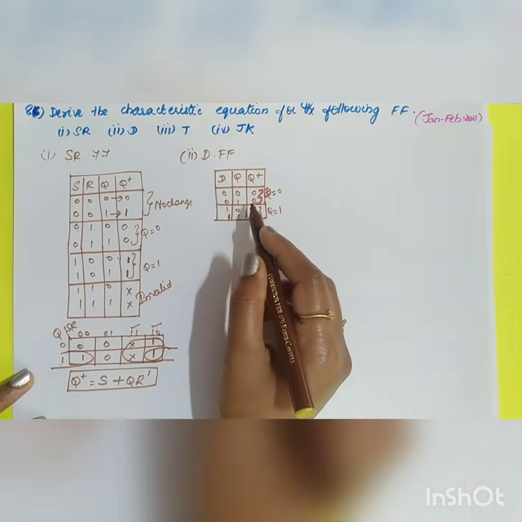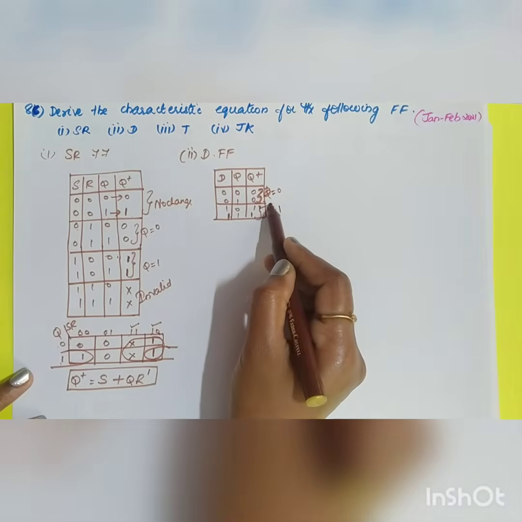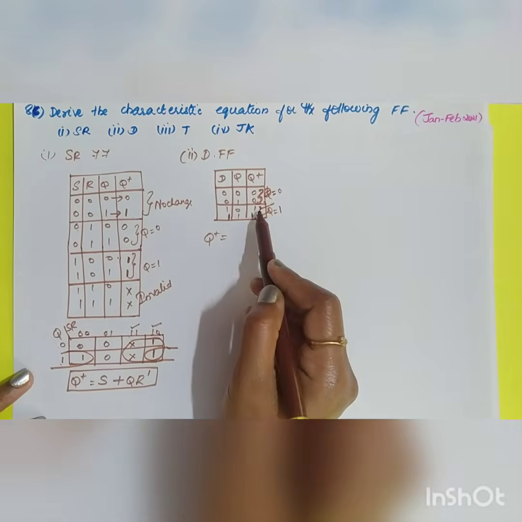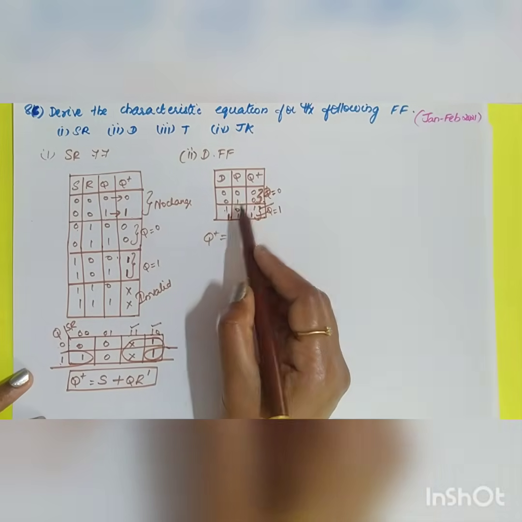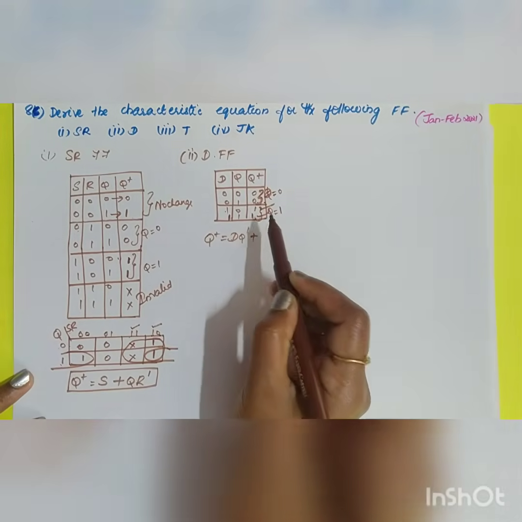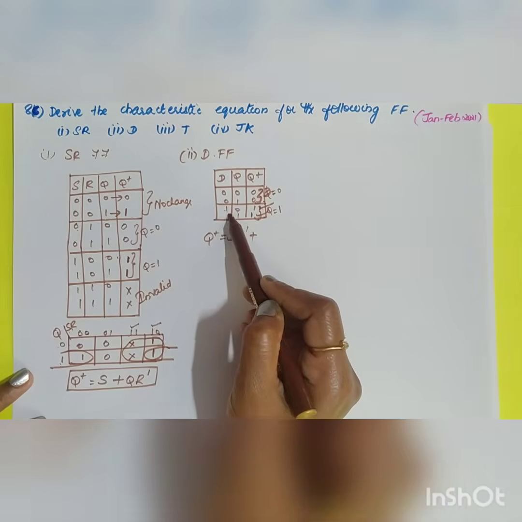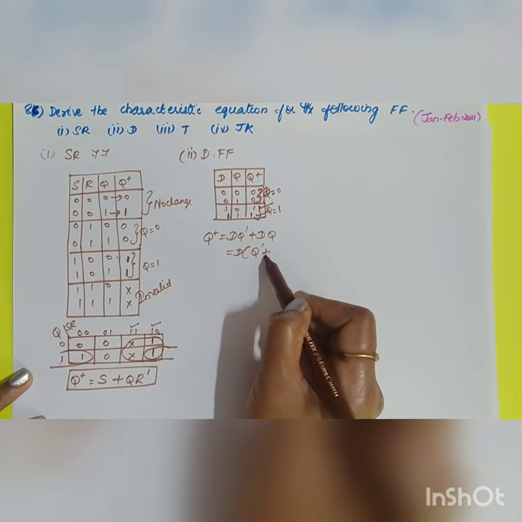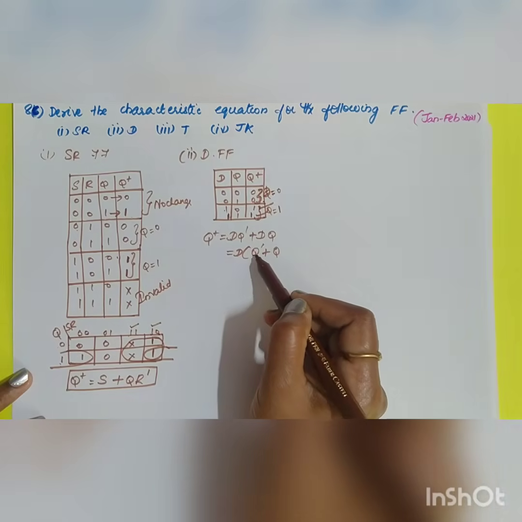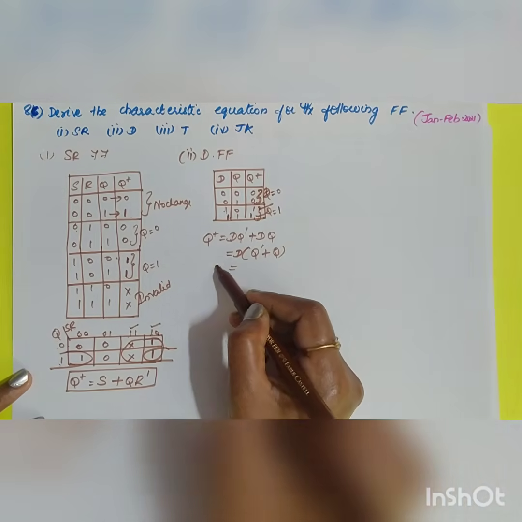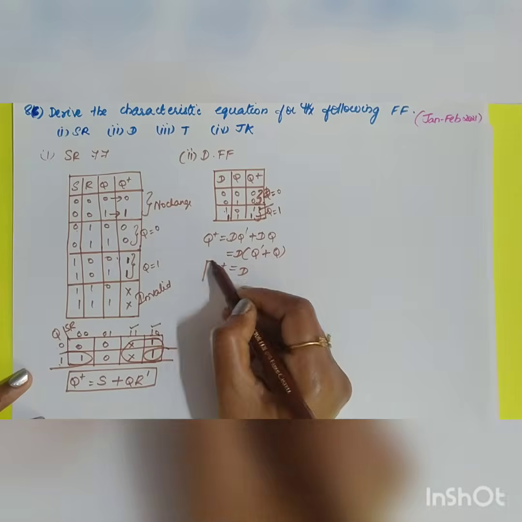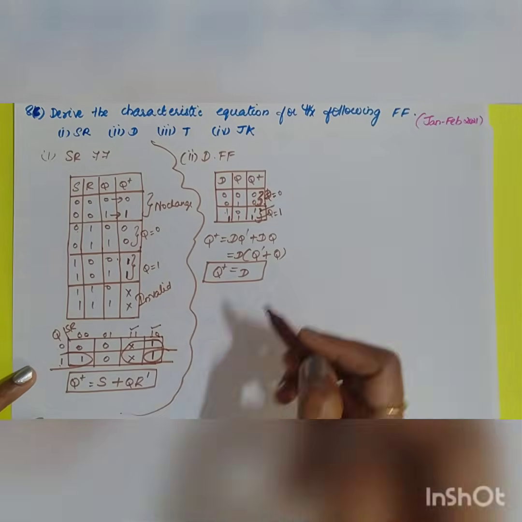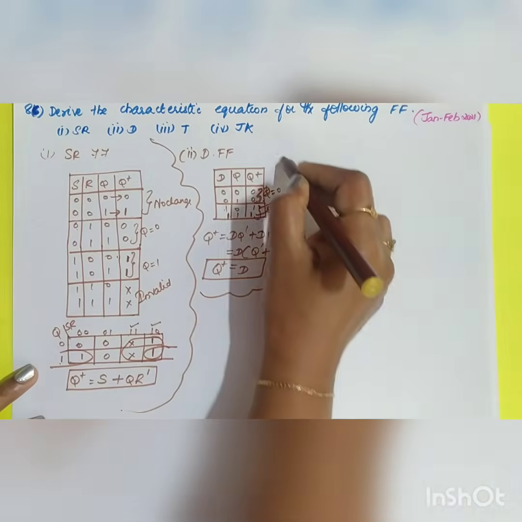By seeing this, directly you can write the equation, right? So Q plus will be equal to D Q bar... sorry, D Q dash plus D Q. In this, if I take D as common, what will be your D times (Q dash plus Q), which is equal to 1. So I can write that the next state is equal to D. Okay. So the second one is done. Now your third one.